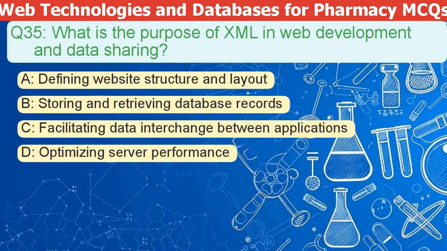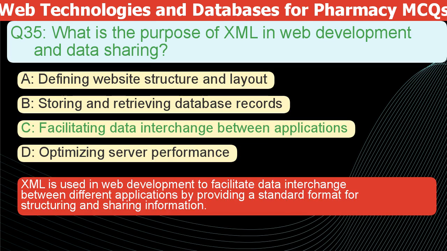What is the purpose of XML in web development and data sharing? A. Defining website structure and layout. B. Storing and retrieving database records. C. Facilitating data interchange between applications. D. Optimizing server performance. The correct answer is C. XML is used in web development to facilitate data interchange between different applications by providing a standard format for structuring and sharing information.